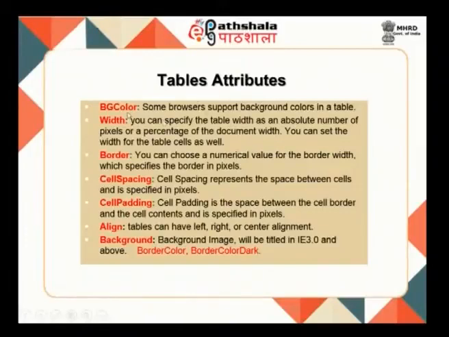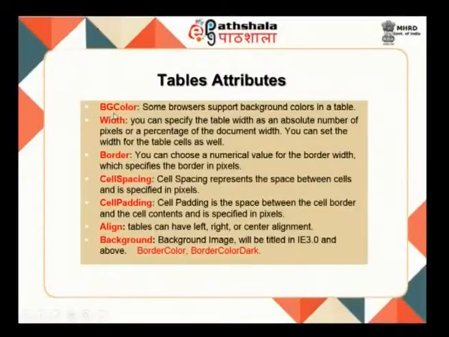And what are the table attributes you can have in the table tag? We can give a color for the table. Some browsers normally support background colors in a table that can be defined with an attribute called bgcolor, and this table tag can also have attributes like width. So, we can specify the width for your table. It can be an absolute number of pixels or a percentage depending upon the document width, and we can also give a width for the table cells. When you want to give the width for the table cells, it is defined in the td tags, and this width attribute comes in the table tag.